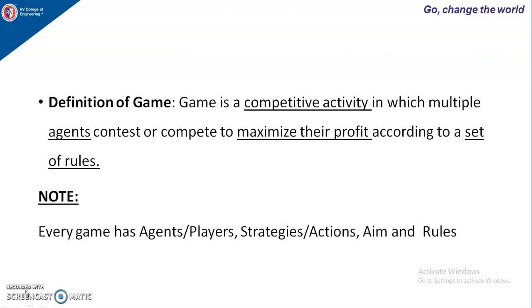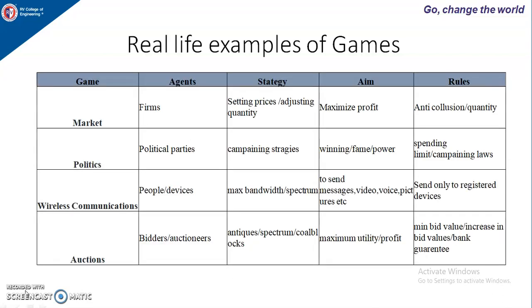What is a game? A game is a competitive activity in which multiple agents contest or compete to maximize their profit according to a set of rules. Note, every game has agents or players, strategies or actions, aim, and rules. Aim will be either maximizing or minimizing.